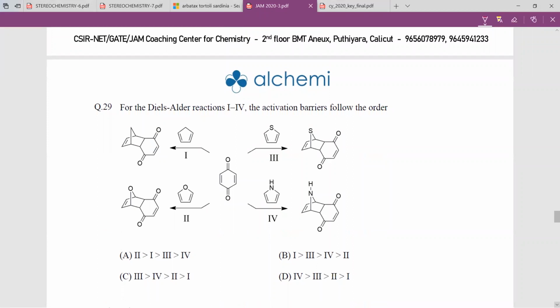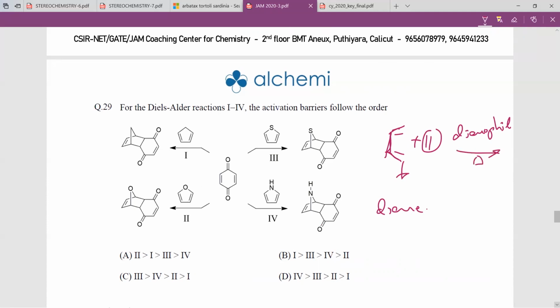In question number 29, it's all about the Diels-Alder reaction. The activation barrier is the order. So for that, we should know what a Diels-Alder reaction is. So this is a Diels-Alder reaction. In a Diels-Alder reaction, this is known as dienophile. This is known as diene. Okay, and diene and dienophile participate in the Diels-Alder reaction.